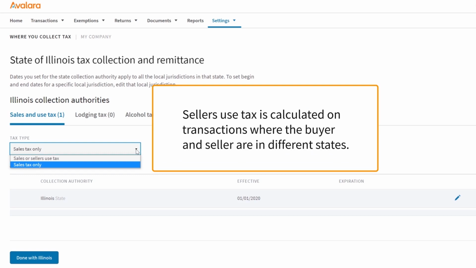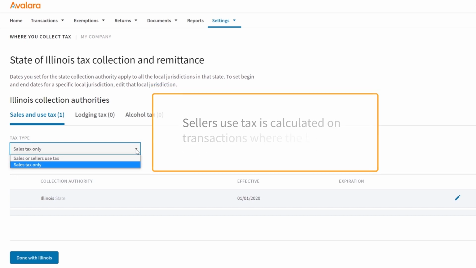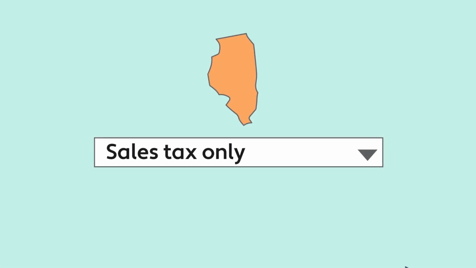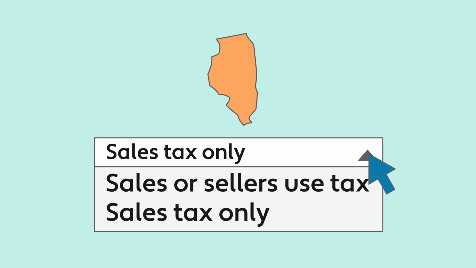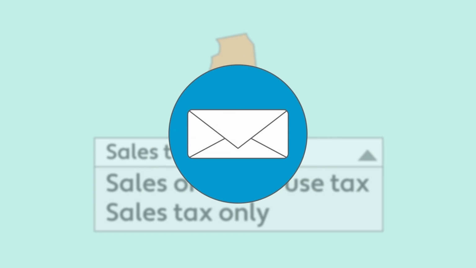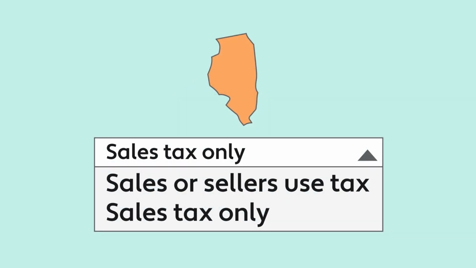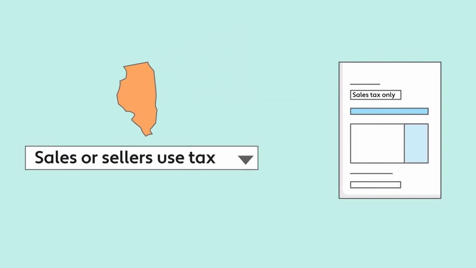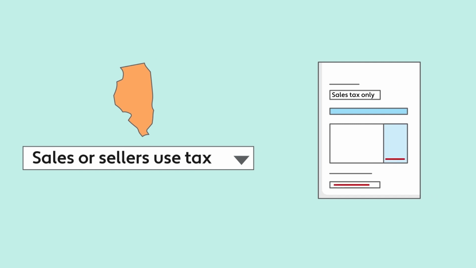How do you know for sure what type of tax to collect? Before changing the tax type for any state, be sure to double-check your registration paperwork or reach out to the jurisdiction. If you change a tax type, you may need to change your return if we file on your behalf, because you may have the wrong return scheduled.